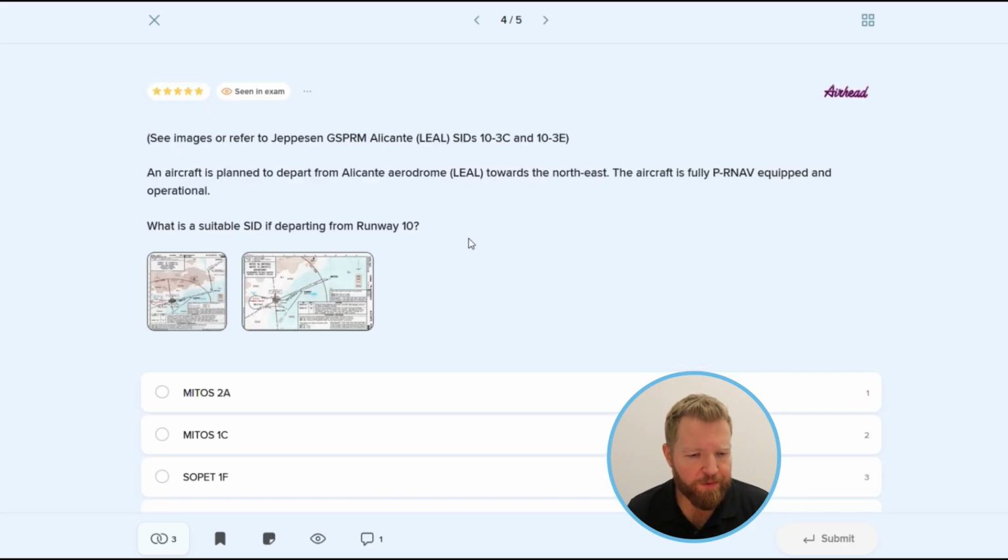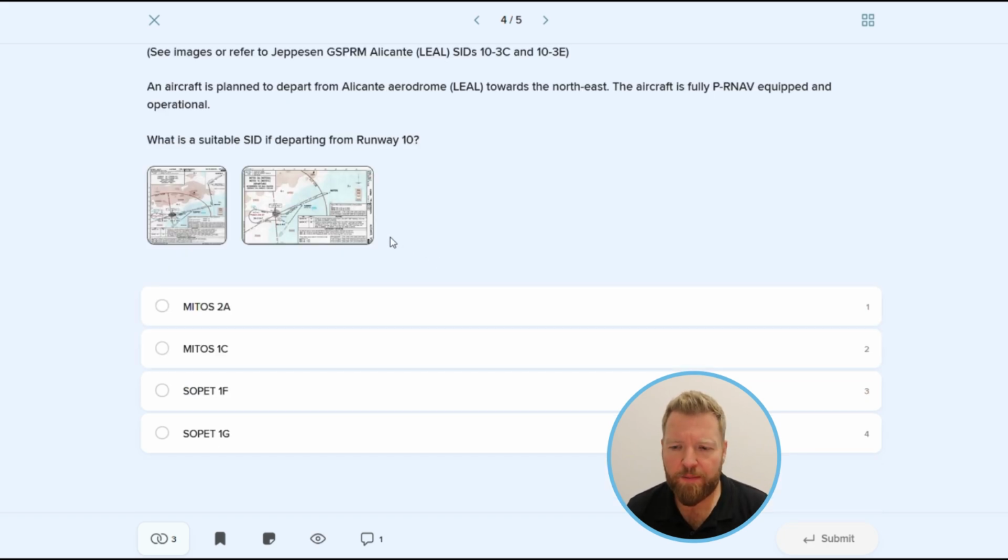An aircraft is planned to depart from Alicante Aerodrome towards the northeast. The aircraft is fully PRNAV equipped and operational. What is the suitable SID if departing from runway 10?